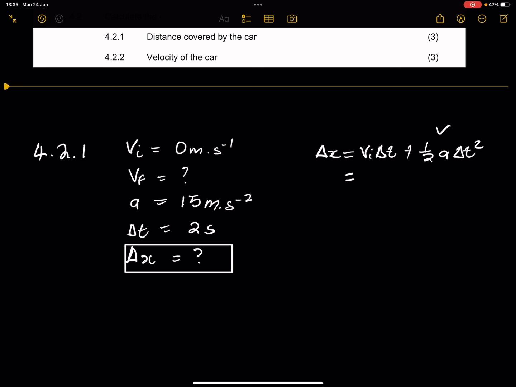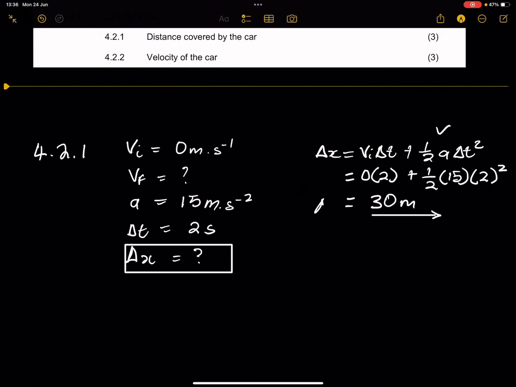That is delta x. So my initial velocity is 0. The time is 2 seconds. That's half of the acceleration, 15 meters per second squared. You don't have to substitute your SI units. And of course, the time is 2. Please remember to square this one. That's often the mistake that I notice with many learners. Right, so let's see, what are we going to get? So that's going to be 2 squared, which is 4, times a half, that's 2, times 15, that gives us 30. So that will be 30 meters.